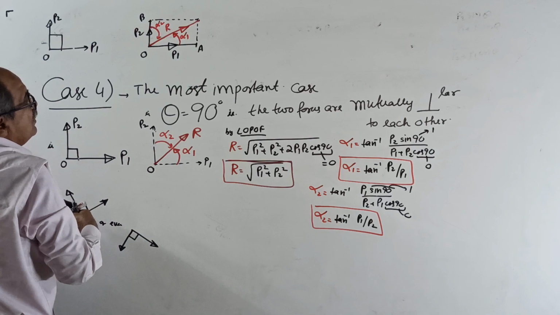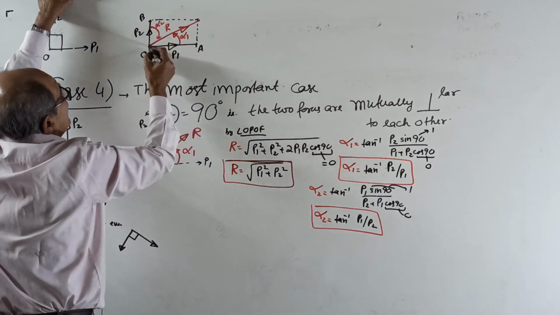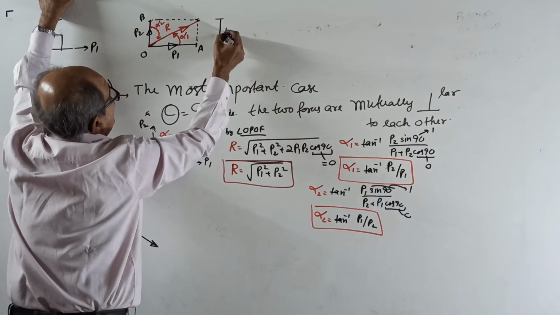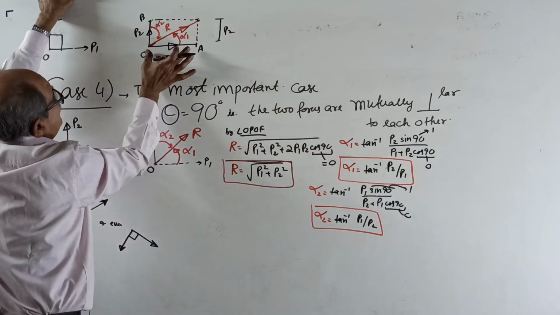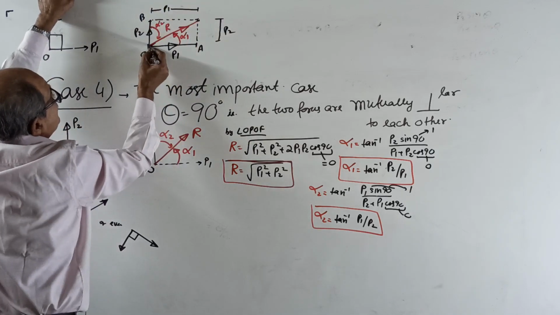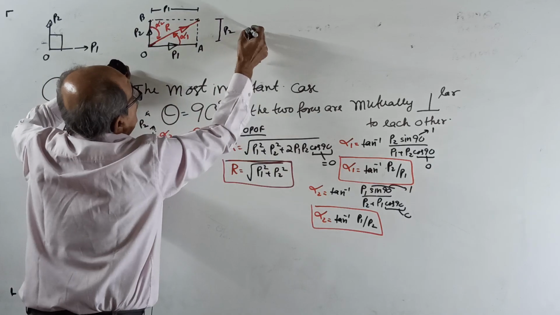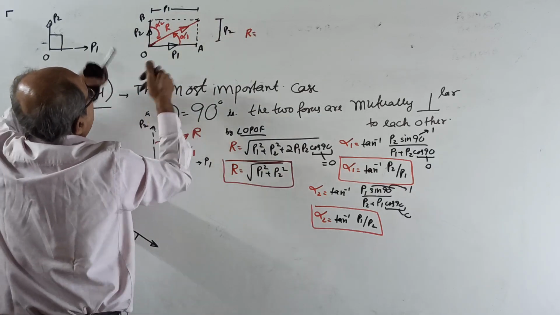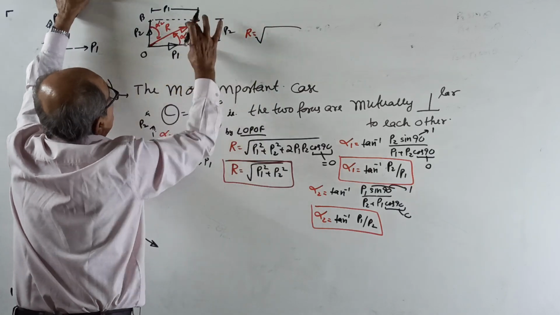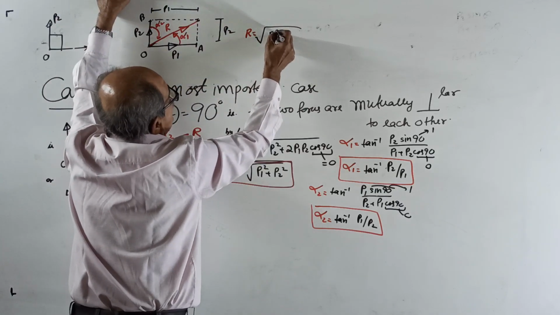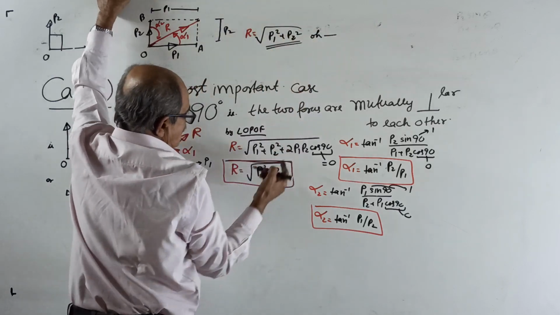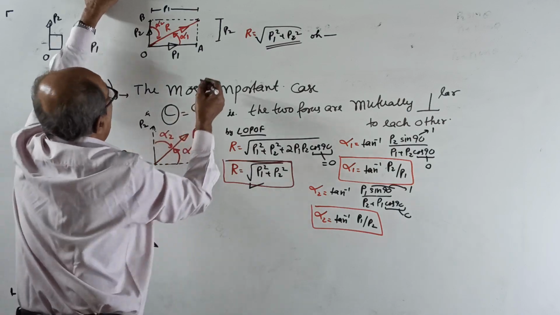Now see here. Directly you can tell. See the right angle triangle here. If this is P2, this is also equal to P2 only. That much you should know. If this is P1, this is also equal to P1 only. Now resultant R is directly, from the right angle triangle, square root of P1 square plus P2 square. Same answer.